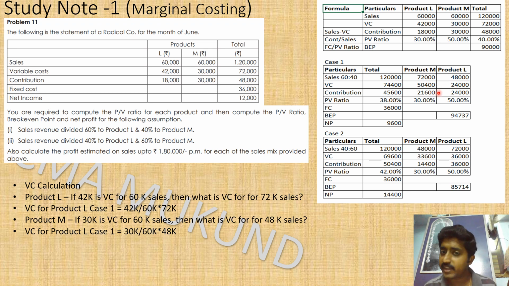So now you have sales, now you have variable cost. If you deduct it, you can find the contribution. Contribution divided by sales, you can find the PV ratio. When you have the PV ratio, you can find the PV ratio for the whole company. For the company as a whole, you have the fixed cost divided by PV ratio, you can find the break even point, and you have the company's total contribution also. Contribution minus fixed cost, you can also find the net profit, because it is asked to find the PV ratio, then break even point, then net profit also.